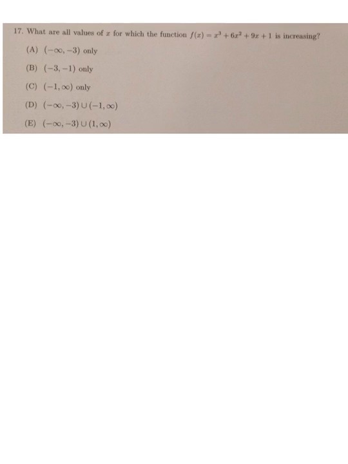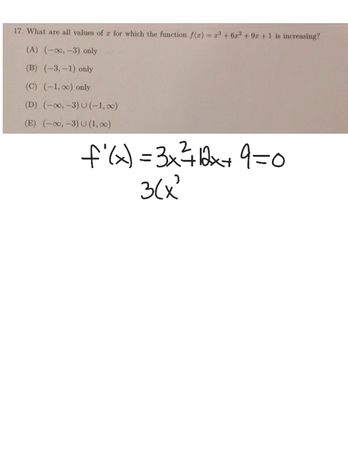Okay, so I'm going to take the derivative because I know whenever I see the word increasing or decreasing, that means derivative. So that gives me 3x squared plus 12x plus 9, and I'm going to set that equal to 0. So I'm going to take out a 3, and that's going to give me x squared plus 4x plus 3.